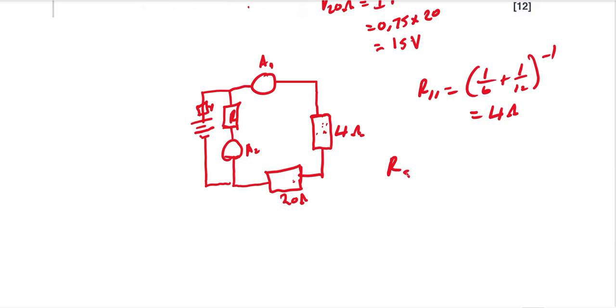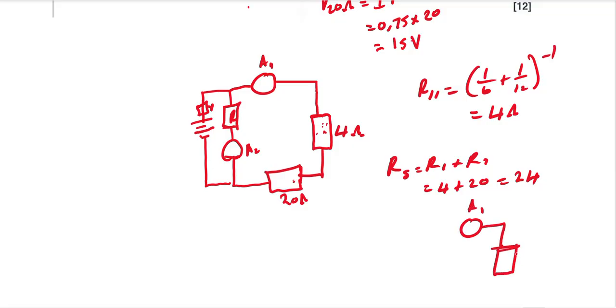We're going to say R of series is equal to R1 plus R2. Our R1 is 4 plus 20, which is going to give us 24. We are now having a circuit like this. Here we have our A1. Here we're going to have a 24 ohm resistor. Since we combine these two, we're going to have something like this. Here's our A2, and then here's our resistor R, like this. This is our small r, the internal resistor.